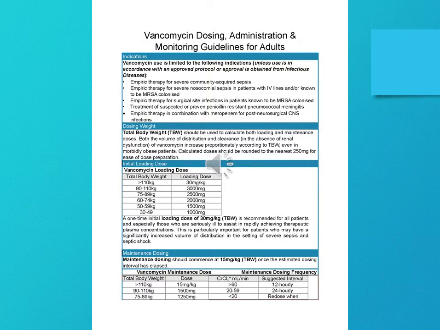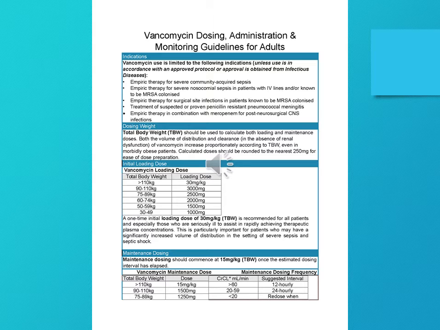Vancomycin dosing, administration, monitoring guidelines for adults. Indications. Vancomycin use is limited to the following indications, unless use is in accordance with an approved protocol or approval is obtained from infectious diseases.